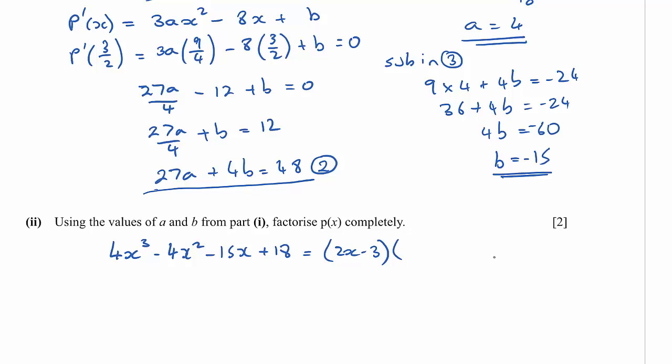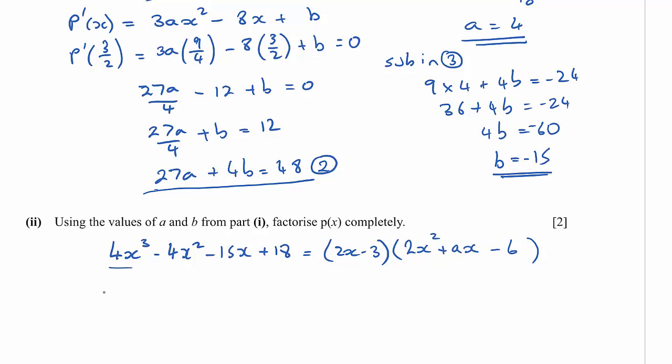So we're going to need a quadratic factor, and to get 4x cubed here, we're going to need a 2x squared there. And at the back end of the bracket, with a negative 3 here, we're going to need a negative 6. The negative 3 times negative 6 would give us a plus 18, and we don't know what goes in the middle.